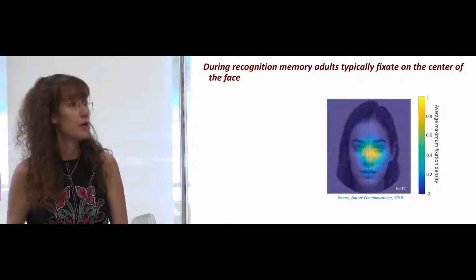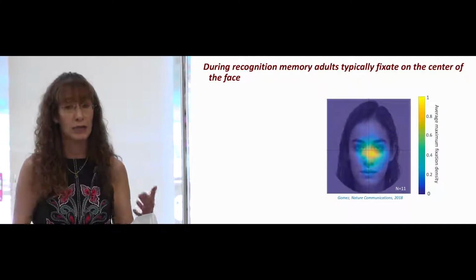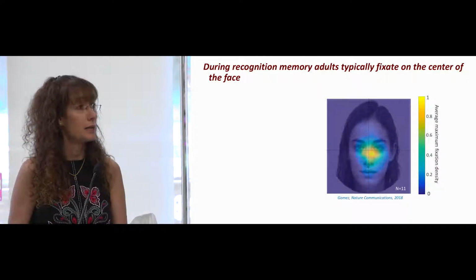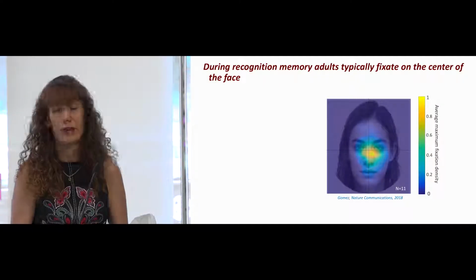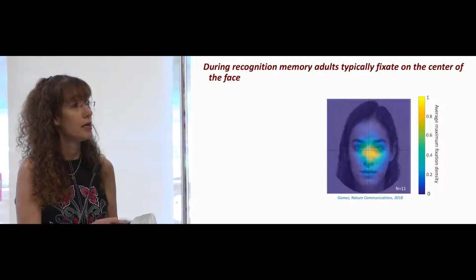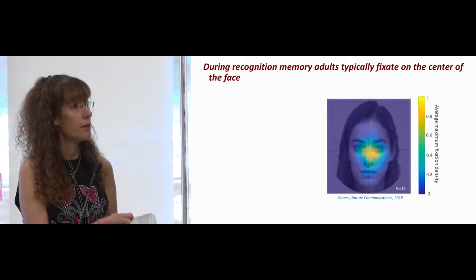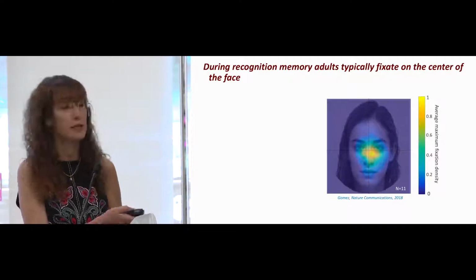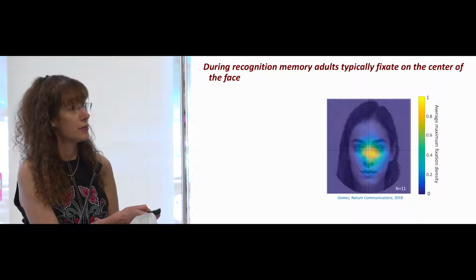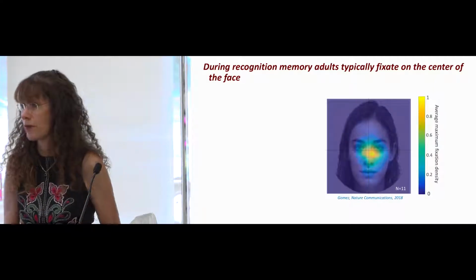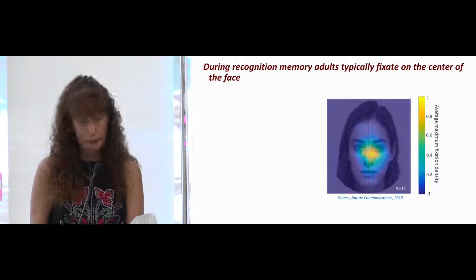And also in the domain of face recognition, there's a lot of evidence that people have a very stereotypic way of looking at faces. In particular, when people are asked to recognize faces, they tend to look at the center of the face. This is an example from our data during a recognition memory test outside the scanner, and this shows you the fixation density across 11 adults. You can see that people look around the center of the face when they're asked to recognize faces.